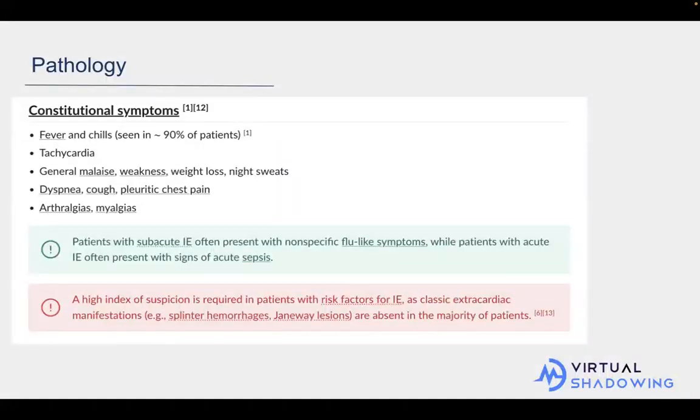So the pathology for endocarditis: we see fever and chills like we saw in him. He looks severely infected. He's tachycardic. He's got malaise, which basically means he just looks really run down. He's kind of weak. Sometimes we even see weight loss and night sweats. We might have some muscle aches, joint pains. It looks kind of like a flu for a lot of people. And we see acute signs of sepsis like we saw in him.